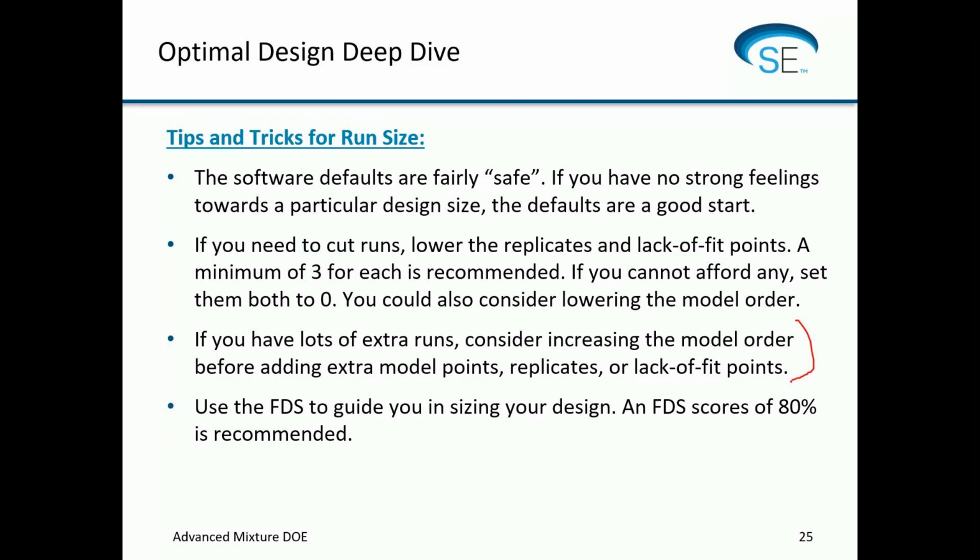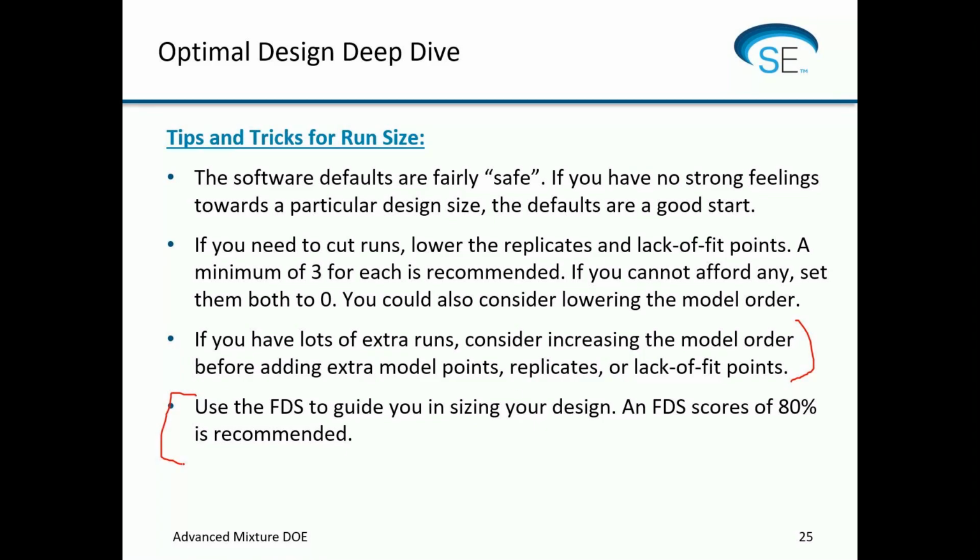In this case, we tried to go to special cubic and it gave us 35 runs, which was a little high. And unfortunately we don't have the time to go through this in great detail here, but use the FDS to guide you in sizing your design. An FDS score of 80% is recommended.